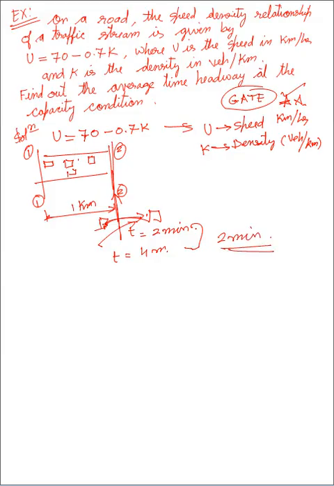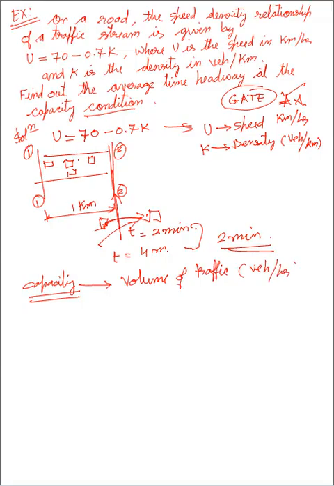Okay, and they are asking at the capacity condition. So what do you mean by capacity condition? Capacity condition basically means capacity. What is capacity? Capacity is basically volume of traffic. Volume of traffic means vehicle per hour. So how many vehicles are passing per hour? So that is volume. Now they are talking about capacity condition.